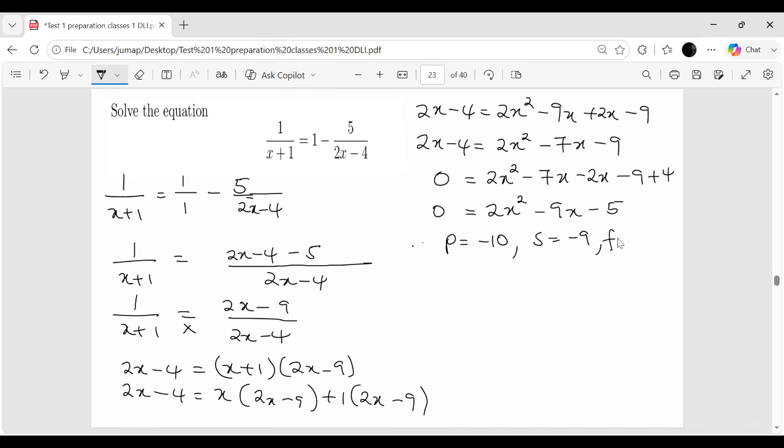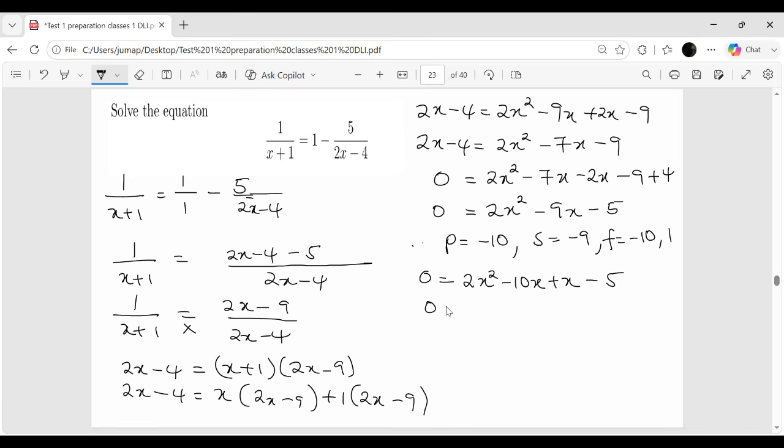And the factors are, you get two numbers when you add them, you get negative 9, and when you multiply them, you get negative 10. And those two numbers are just negative 10 and 1. Okay, so in this case, this is going to be 0 is equal to 2x squared, and then it's going to be minus 10x plus x, because I'll replace these variables on the sum. Then I'm going to have this, then minus 5, like this.